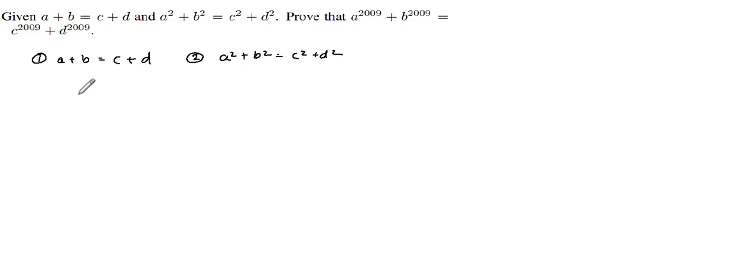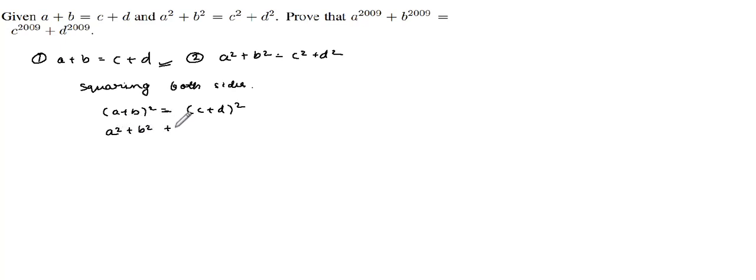So let's do one thing. Let's start with the first equation and use it. If we square both sides, we have (a plus b) whole square and (c plus d) whole square. Now, if we expand this, it becomes a square plus b square plus 2ab is equal to c square plus d square plus 2cd. I think it's pretty straightforward till here, right?